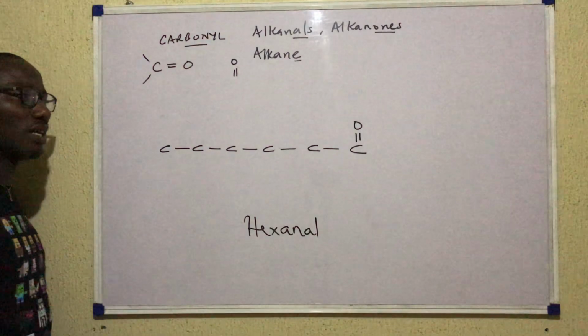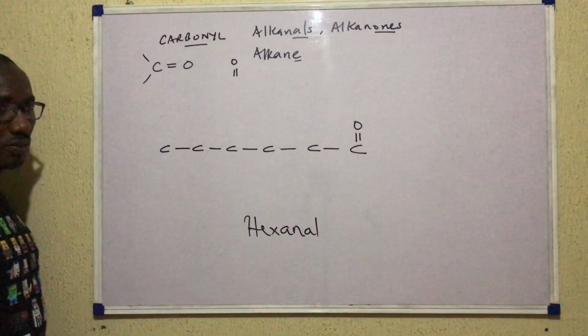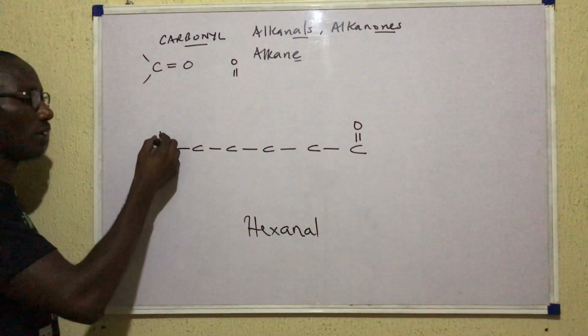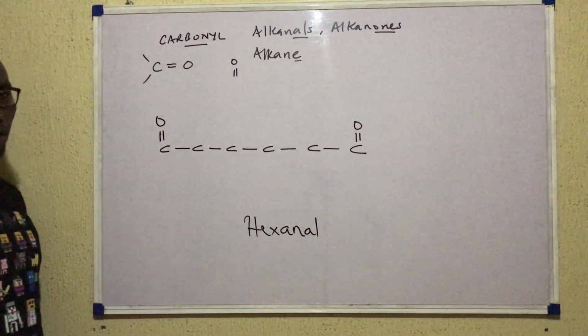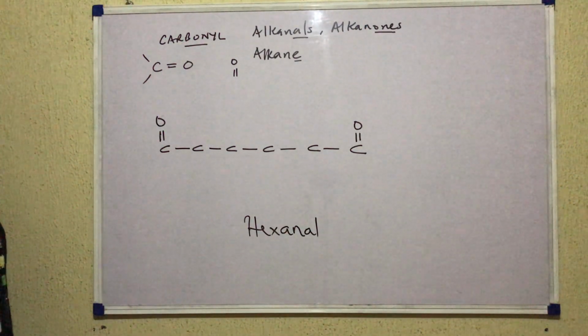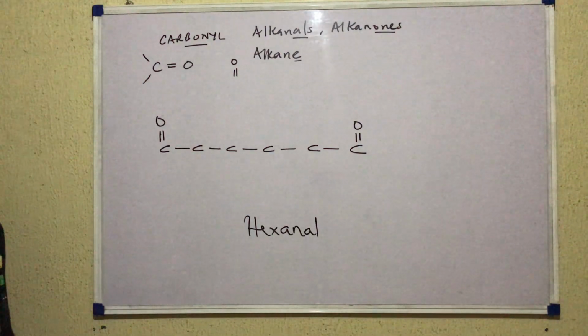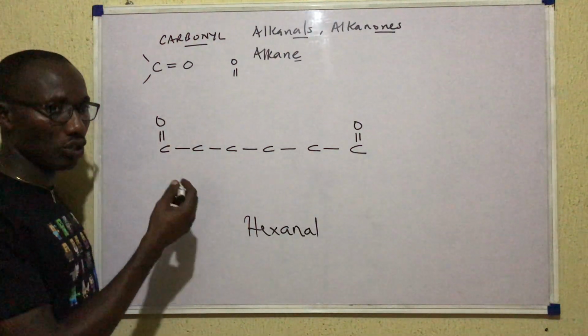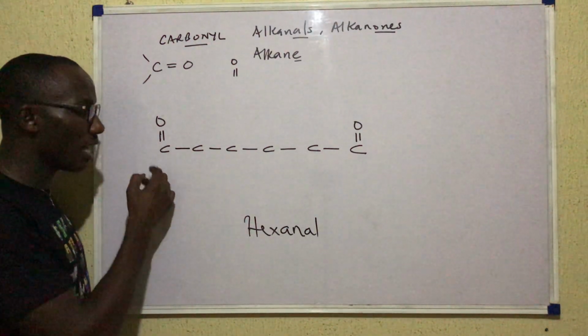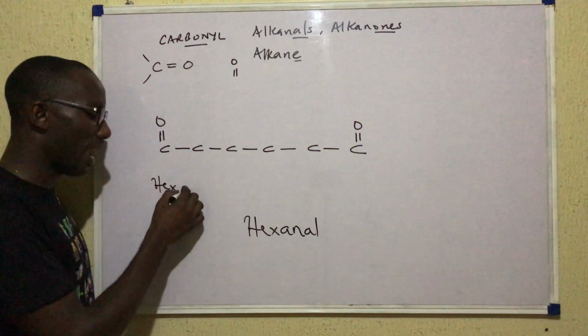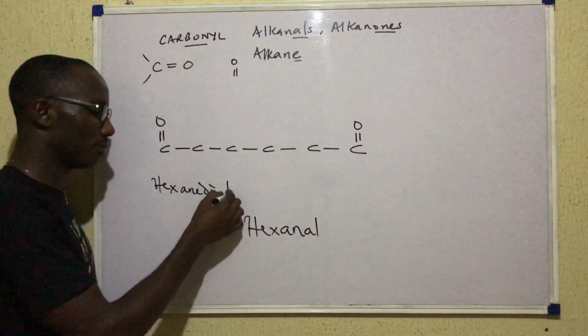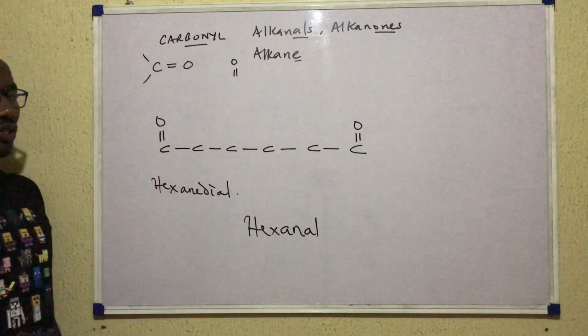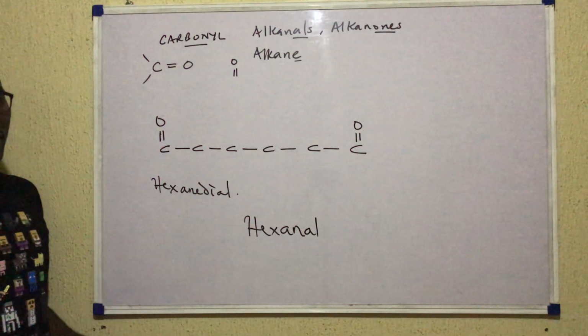So alkanals have their double bond O at the extremes. Then again, it's possible for an alkanal to have both extremes occupied like this. Such compounds are called dials, and we won't need to indicate the position of the double bond O in that. I will just call this compound hexane dial. So it's a dial. I don't need to say 1,6. It couldn't have been any other numbers.